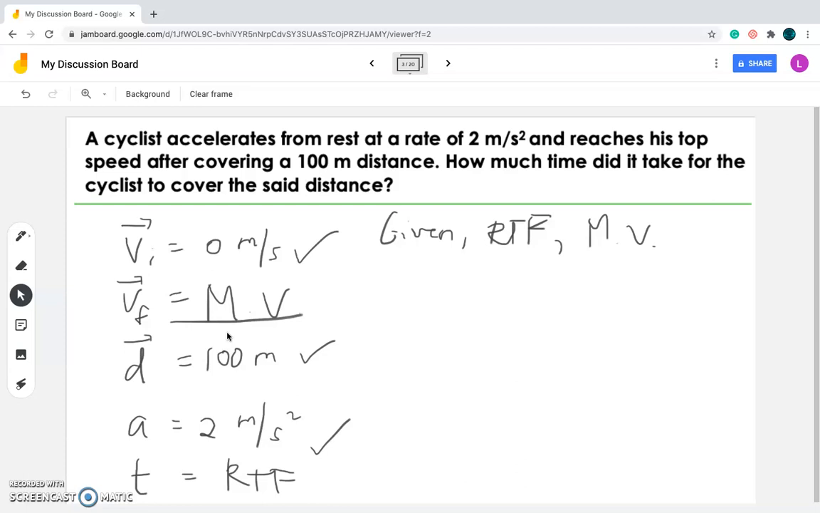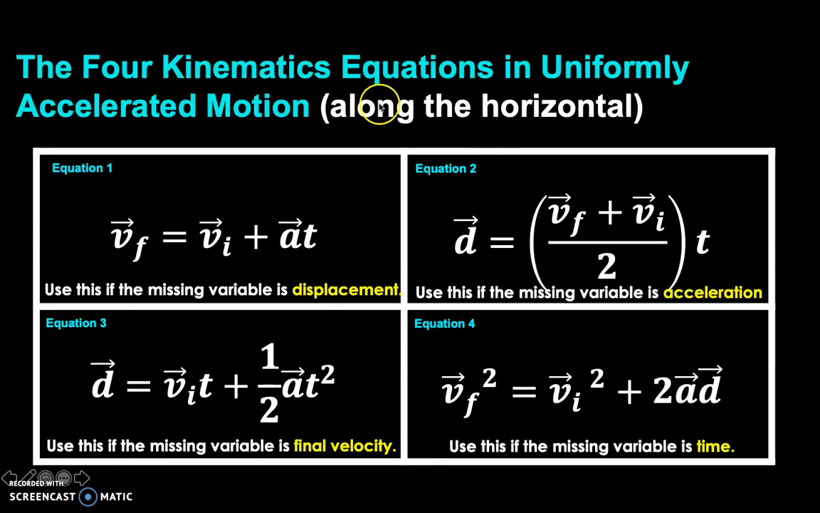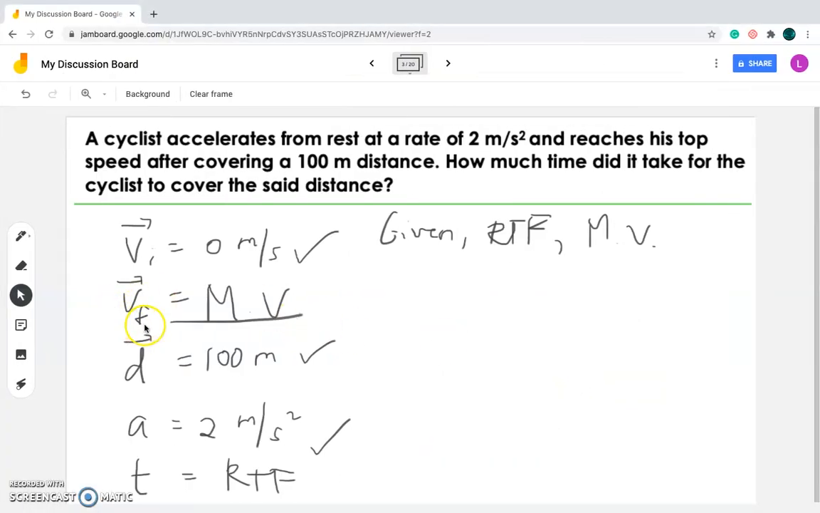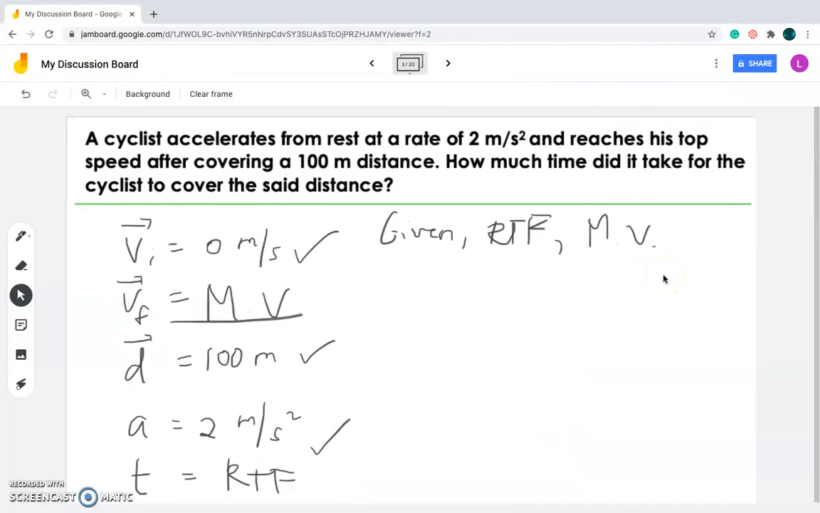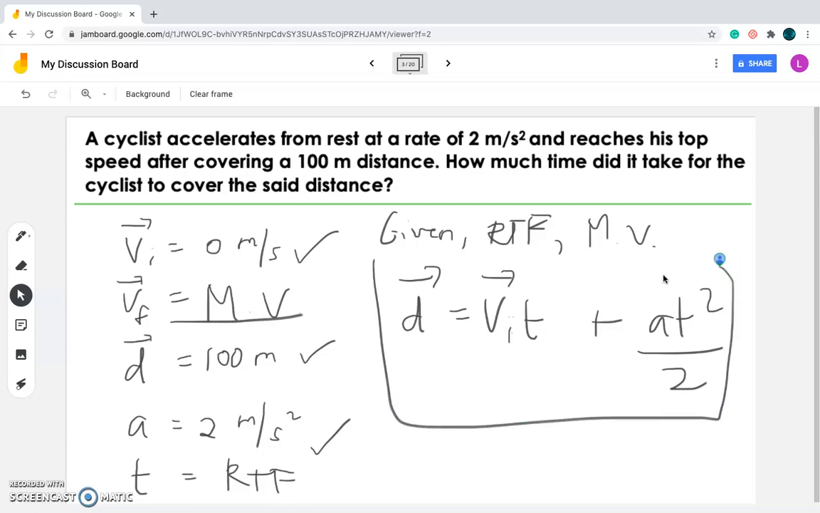And once again, whatever is the missing variable in the problem, you have to pick the equation that does not contain the missing variable. So for you to be able to solve this problem, let's look back at the choices that we have. What's the missing variable again? Final velocity. Therefore, we're going to pick the equation that does not contain final velocity, and it's this one. For this particular problem, since the final velocity is the missing variable, we're using the equation that does not contain the missing variable, and that's v sub i times time plus a t squared divided by 2. And that's our working equation for us to finally solve this problem.